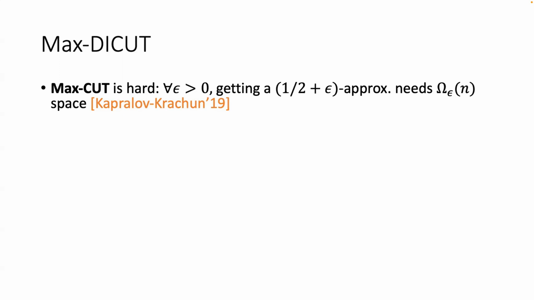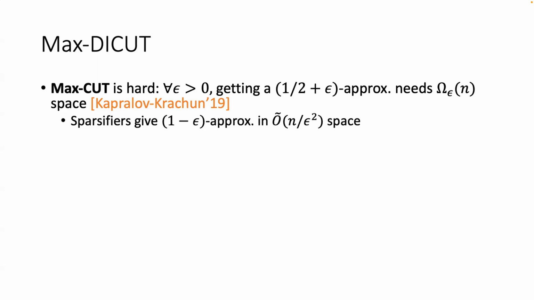So there's this result of Kapralov and Krachun from 4 years ago, which built on several other results, where they showed that doing any constant better than the trivial approximation requires linear space. And that's a very strong lower bound because it turns out that using n log n space, you can get arbitrarily good approximations. So again, we make no time restrictions.